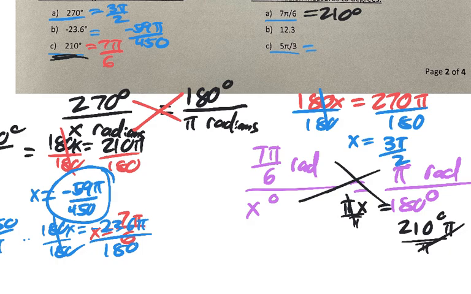5 pi over 4, I'm 45 past 180, right? I'm just past 4 pi over 4. So this is 225. You don't have to do it that way, but you need to come up with some way to do it kind of quickly.